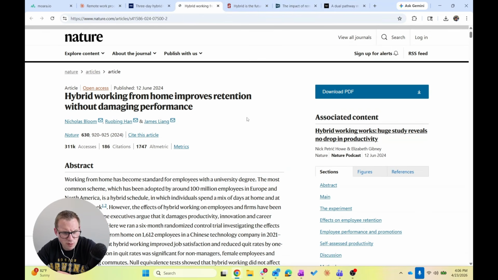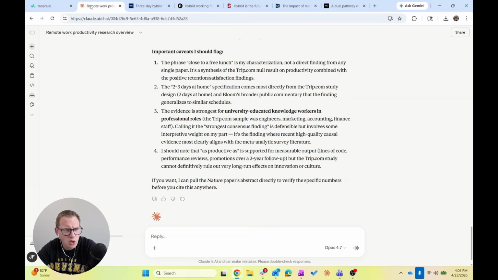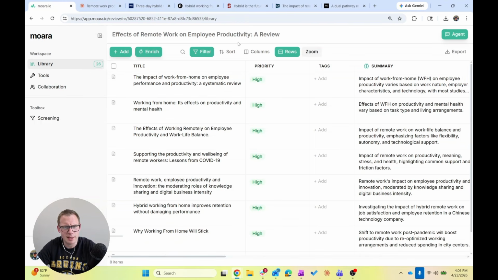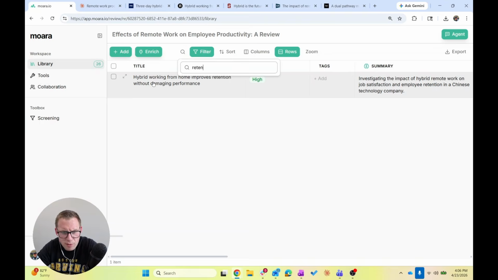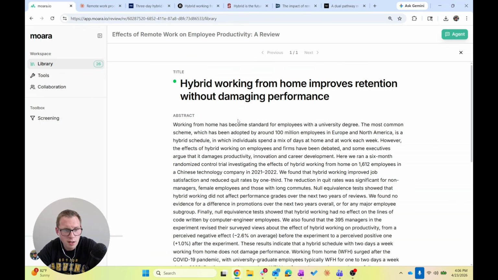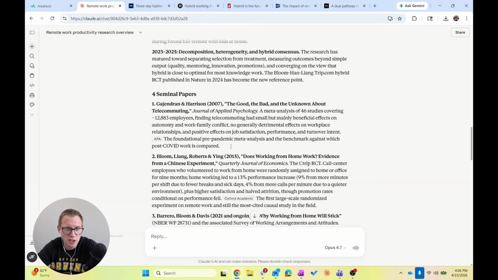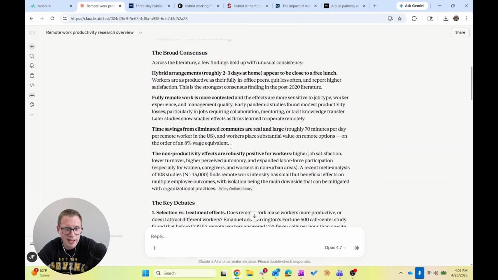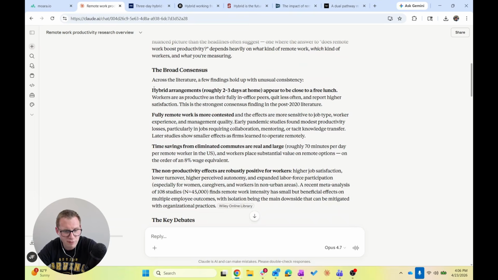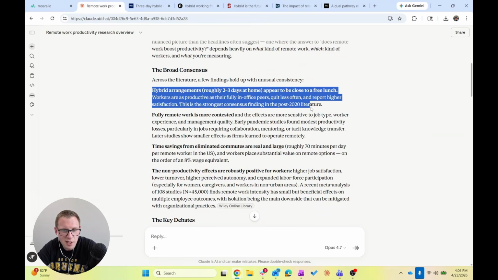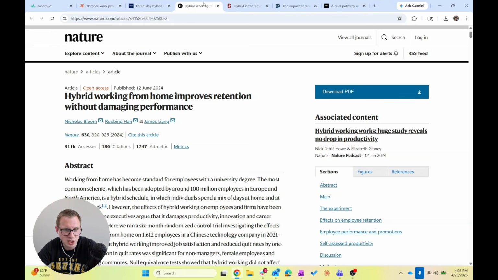Hybrid work from home improves retention without damaging performance. We have that in our library. Let's take a look for it. Retention. Hybrid work from home. Okay, so this is the one that's in our library. I had mentioned it's probably 5 sources covering this. Looks like maybe it's 10. But the point is, it's really maybe 1 or 2 sources, especially, that are getting this.